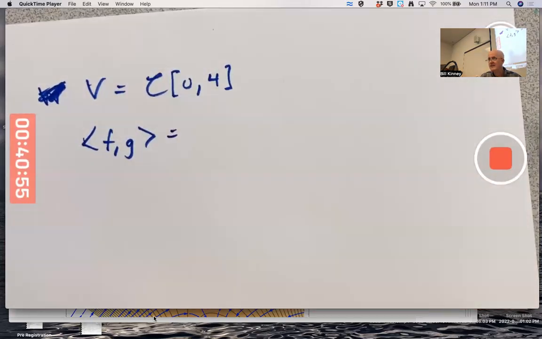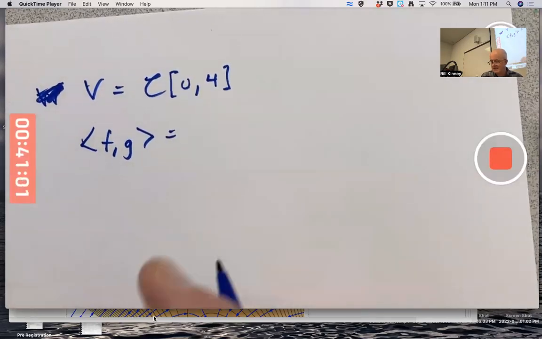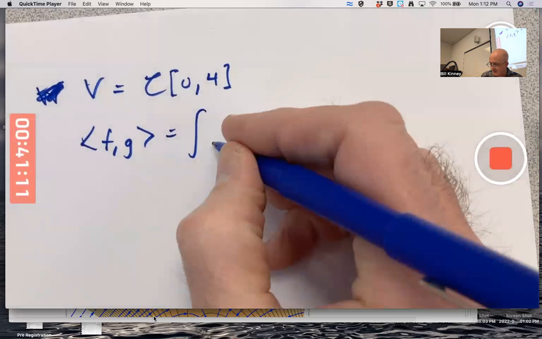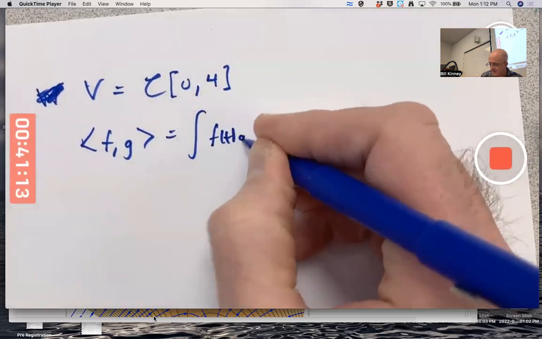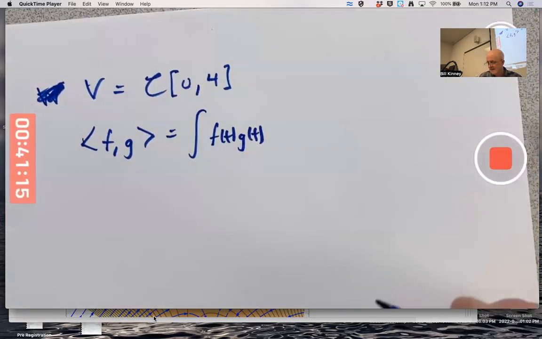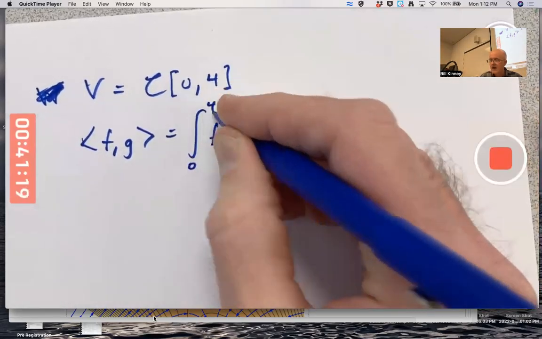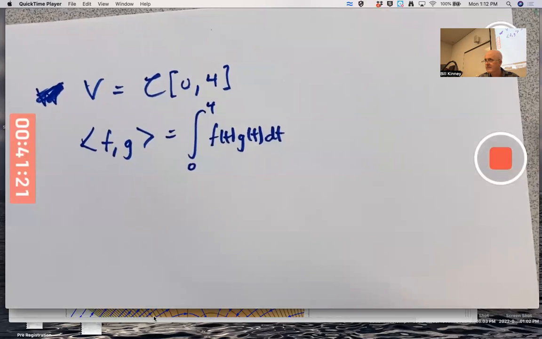The idea of an inner product is it's supposed to generalize a dot product. And in these kinds of function spaces, you use an integral to generalize a sum. And instead of multiplying individual components of finite dimensional vectors, you multiply outputs of the functions, f of t and g of t. And you integrate over whatever the interval is that you're talking about. In this case, 0 to 4.